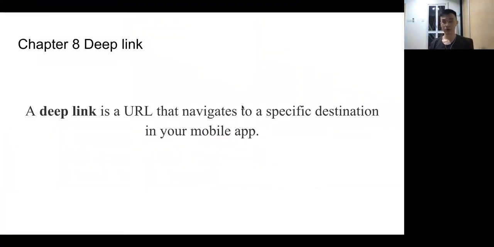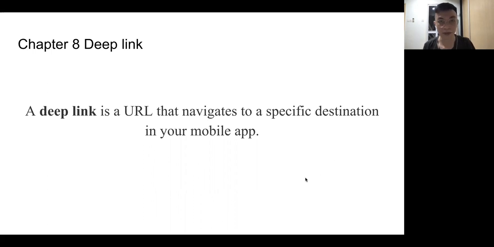All right, so in chapter 8, we will teach about deep link. Something you need to know is what a deep link is. If you're not familiar with mobile apps, deep link might sound very strange or scary. Actually, a deep link is a URL that navigates to a specific destination in your mobile app. For example, when you get a notification from WhatsApp and you click on it, it will point you to the particular chat of the person instead of just the homepage. This is what a deep link does.